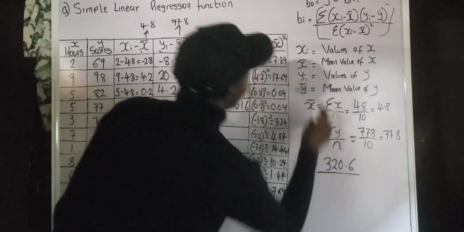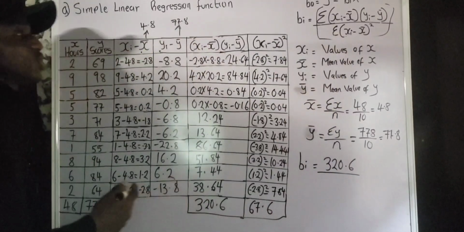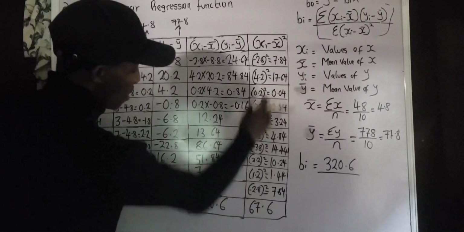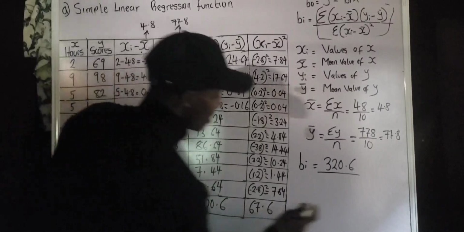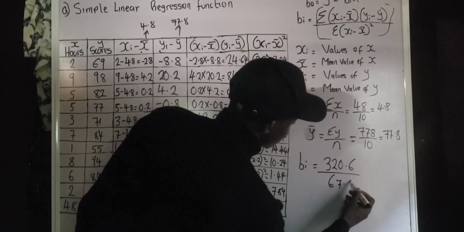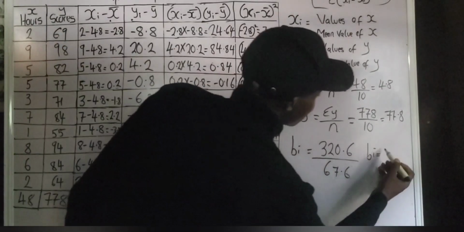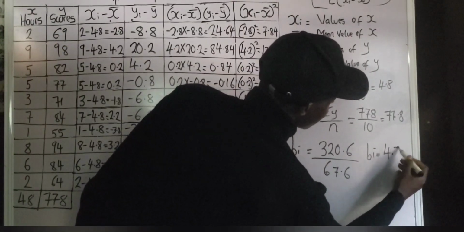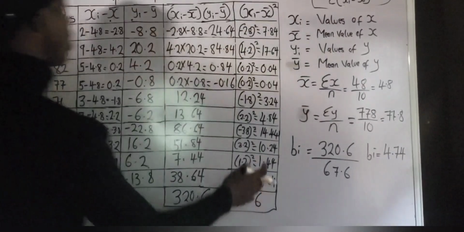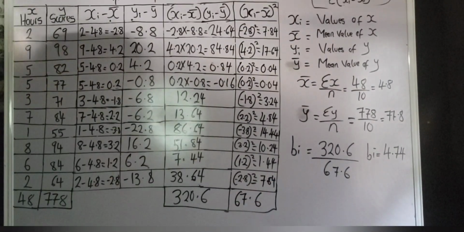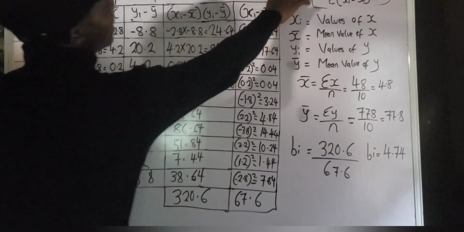320.6 all over the summation of the square of the difference between the values of x and the mean value of x. The summation here is what? 67.6. So the gradient of this, if you punch your calculator, you are going to get the slope as 4.74. You understand? So the slope of this data is what? 4.74. Now let us proceed to calculate the intercept.